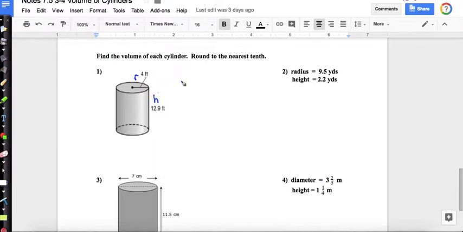So now my second step is to write the formula. So V equals pi times radius squared times height. Okay, my next step is to replace all the symbols and the letters with numbers. We know that pi is represented by what number? 3.14 times. Now I'm going to take out the r and put the 4, so 4 squared. And I'm going to take out the height and put 12.9.